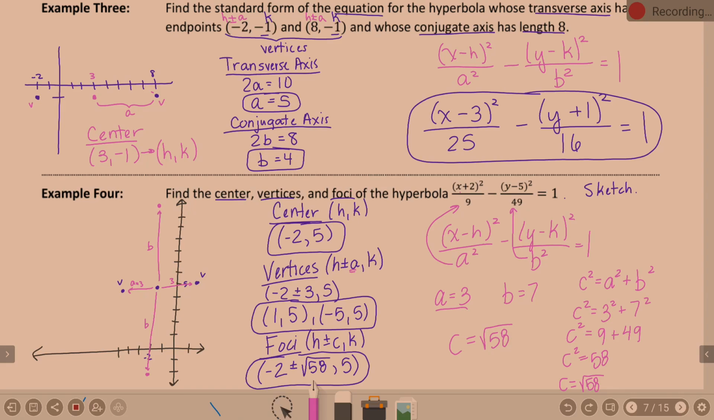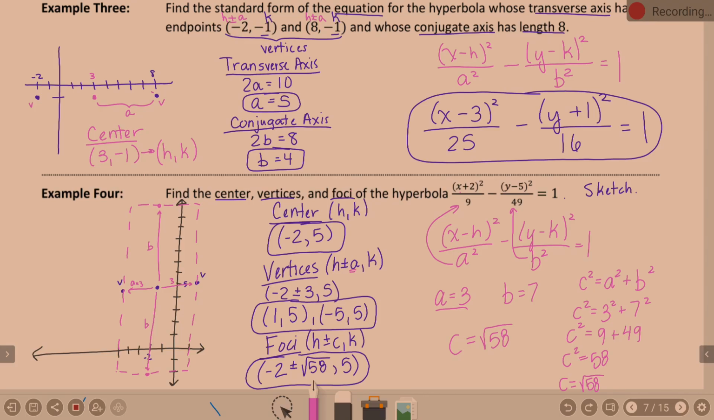Now, what do you remember from yesterday? Once you have your 4 points, your 2 A's and your 2 B's, what did we do? We draw a box, right? So I'm drawing a box using those 2 A's and those 2 B's. Okay, so my box goes through those 2 A points and those 2 B points. What is the point of this box? This is what creates my asymptotes.